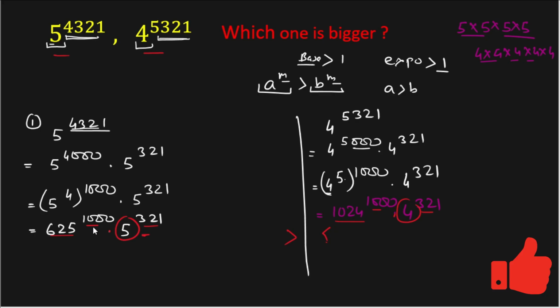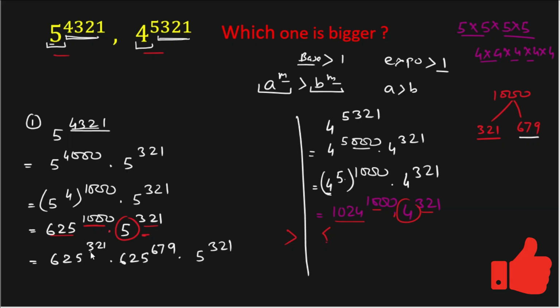So if I move ahead, we'll now split 1000 into two terms. One term is 321. If we subtract 321 from 1000, it is 679. So now we'll write 625 to the power 321 times 625 with exponent 679, and this term is 5 to the power 321.